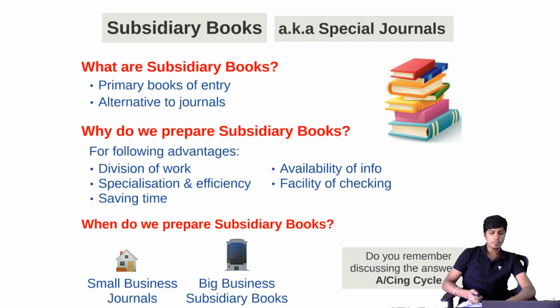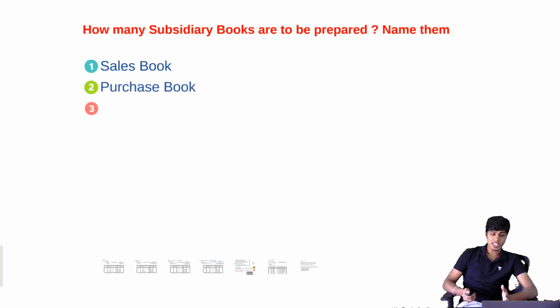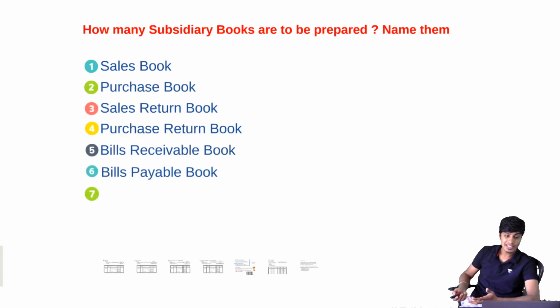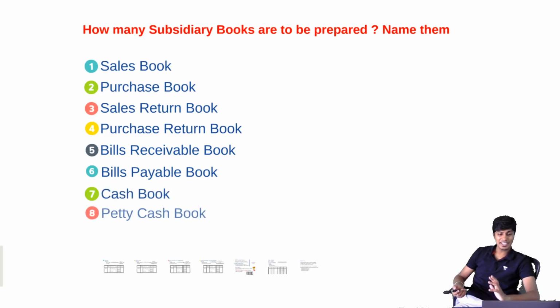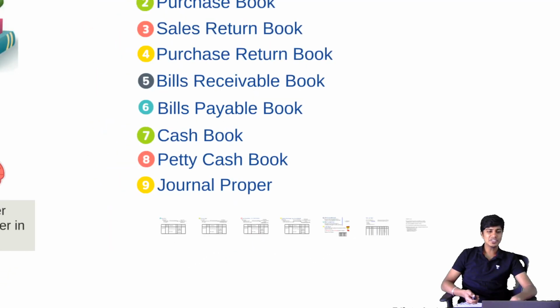Got it? So how many subsidiary books do we have? The subsidiary books that we have are sales book, purchase book, sales return book, purchase return book, bills receivable book, bills payable book. Then we have cash book, petty cash. Let's start with sales book, and journal proper also at the end. This is the residuary. Let's start with sales book.